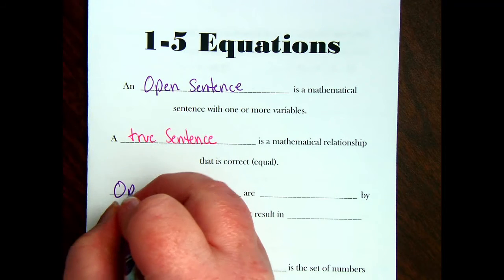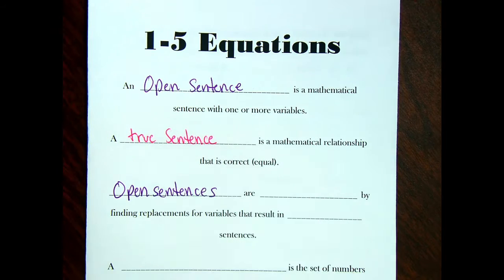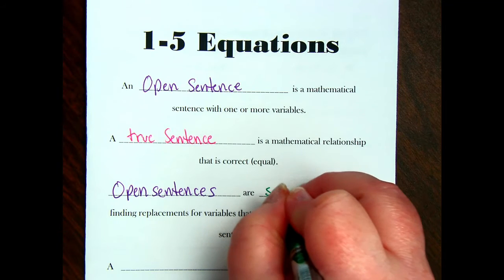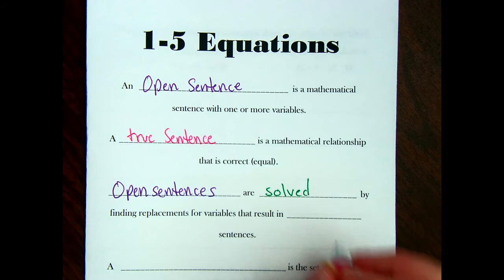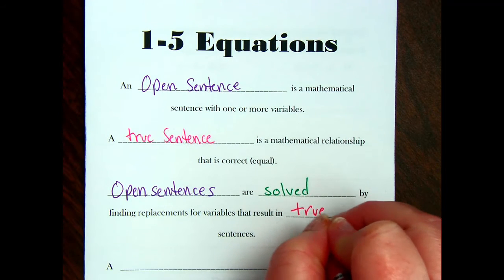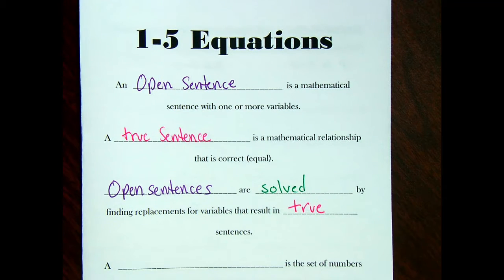Open sentences are solved by finding replacements for variables that result in true sentences. And we solve these open sentences by finding values that make the statement true.